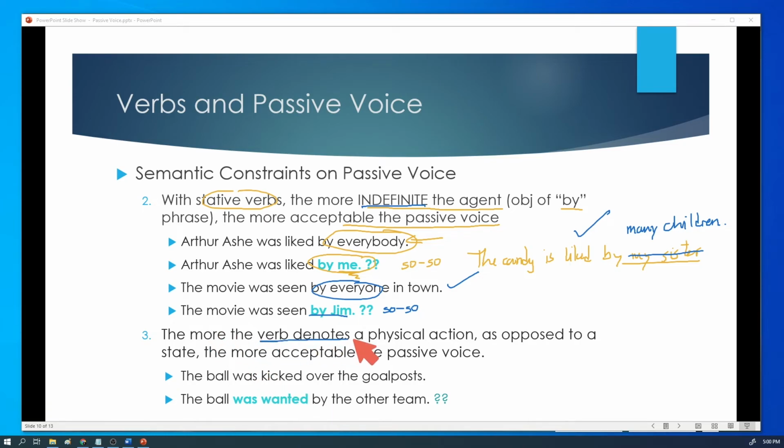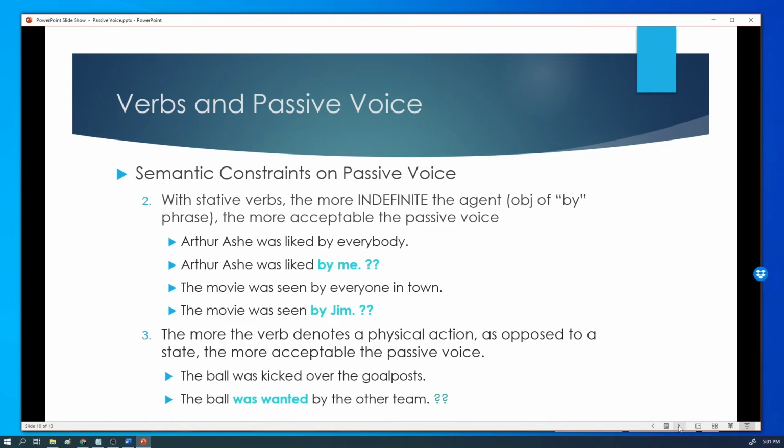Okay, if the verb shows a physical action, it's much better in passive voice than a mental action or an emotional action. So the ball was kicked. This is very physical. So that's great. This one, wanted, this is an emotion. The ball was wanted by the other team. Not good. That's so-so. So the passive voice is correct, but it sounds very strange and very uncomfortable to listen to that or to read that.